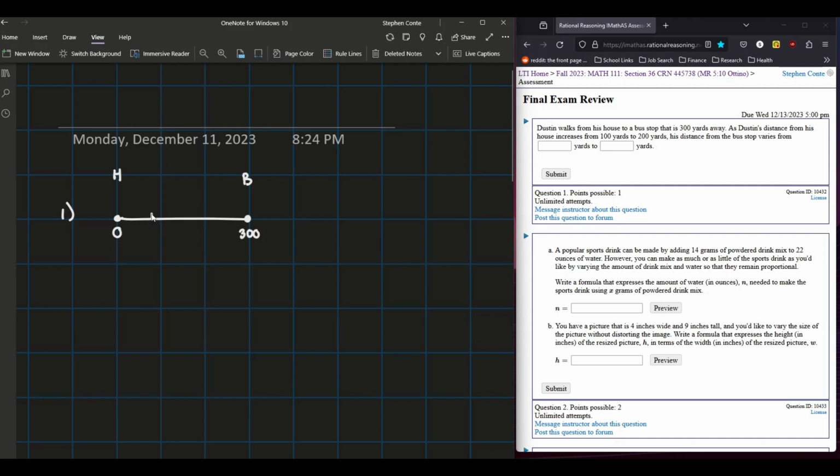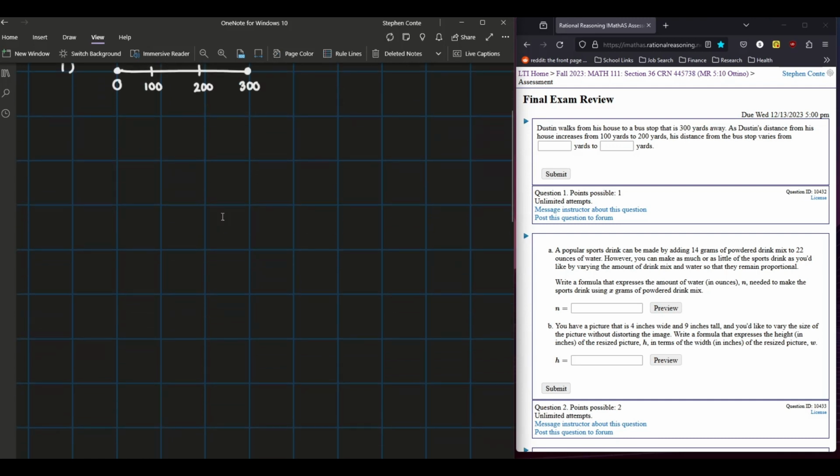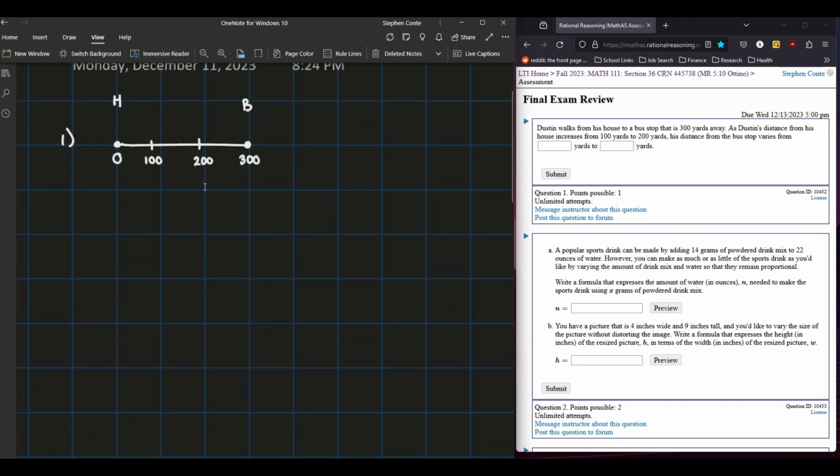Okay. And then I'm saying when Dustin's distance from his house increases from 100 yards to 200 yards, so when Dustin is 100 yards here, and let's just say this is 200 yards, I want to know this distance, and I want to know this distance, and I want to know how they vary.